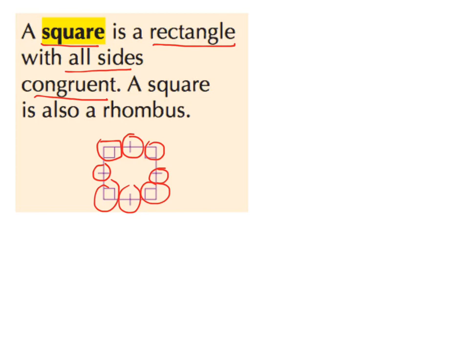Because all the sides are equal, can a square be called a rhombus? Yes. And because all the 4 angles are 90 degrees, can a square be a rectangle? Yes. So a square is a rectangle with all sides equal and all angles are right angles.